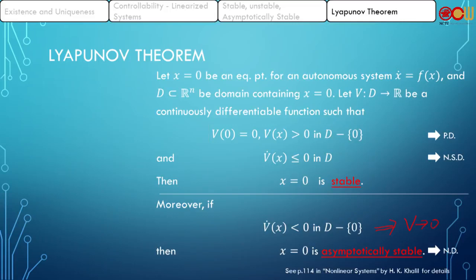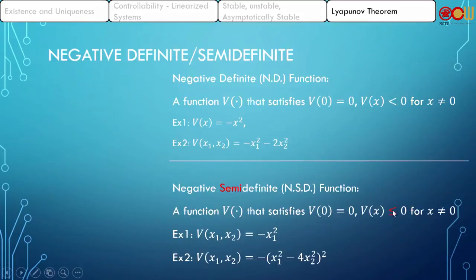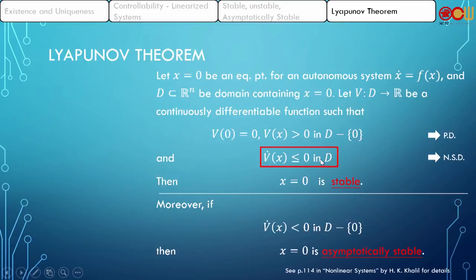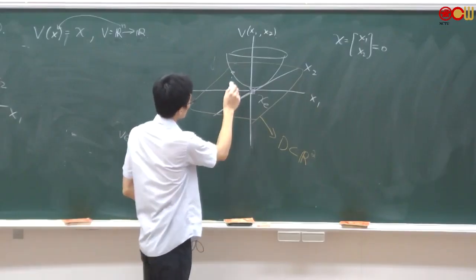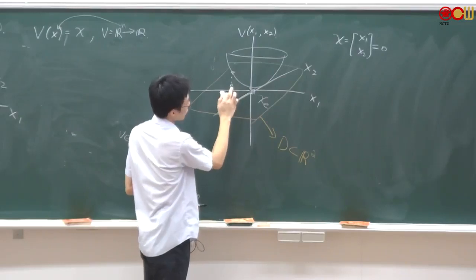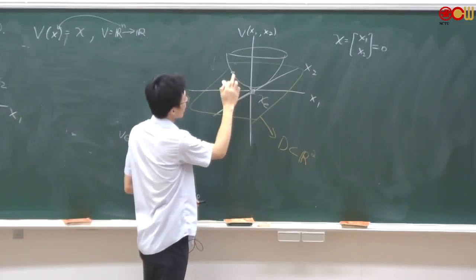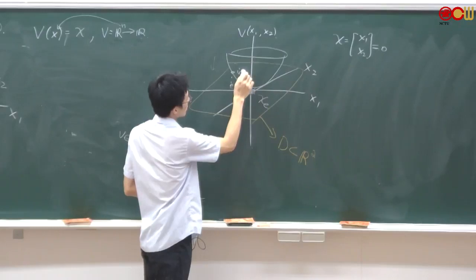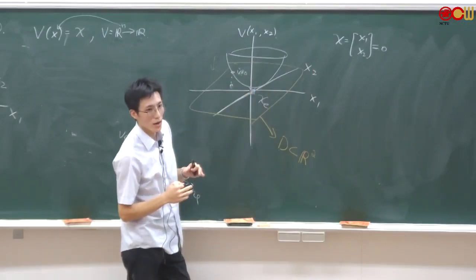Maybe let's go back a few slides for the definition of SD, which is here, right? Less than or equal. So that means given a PD function, your V dot could be equal to 0 when it's not at the origin, say maybe here, which is not at the origin, and V dot at this point is 0, meaning it stopped decreasing, right?